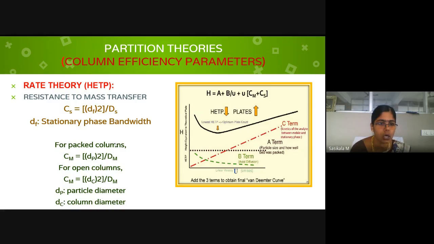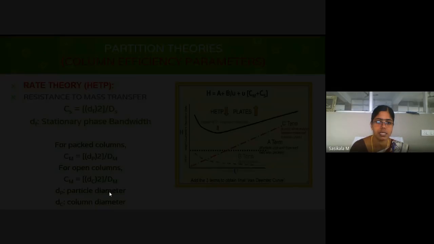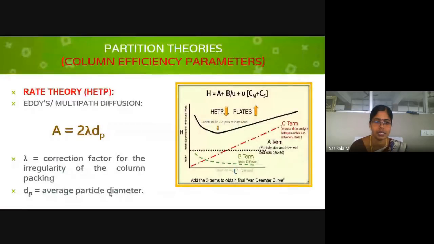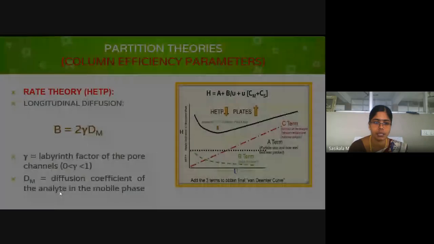And this is for packed columns, Cm. Here Cs and Cm are there, right? Here you can see mass transfer is the sum of resistance to mass transfer in the mobile phase and stationary phase. Here Cm for packed columns like HPLC, GC, for those columns, it is calculated by dp square divided by Dm. What is dp? Particle diameter. Packed column, it is depending on particle diameter. Here it is mentioned dp is particle diameter, as we have discussed under the A term, that is eddy diffusion.